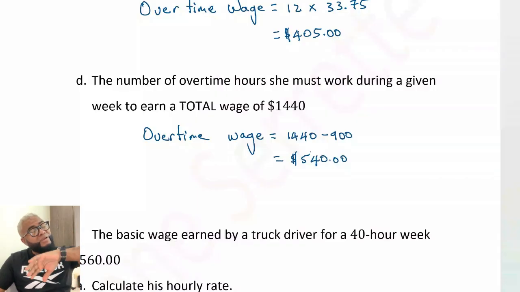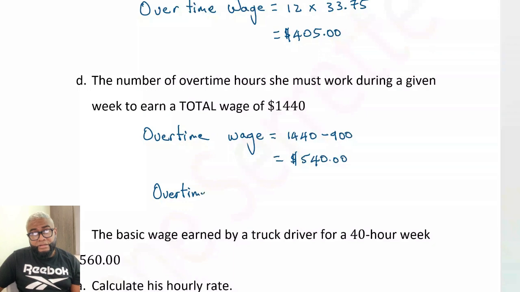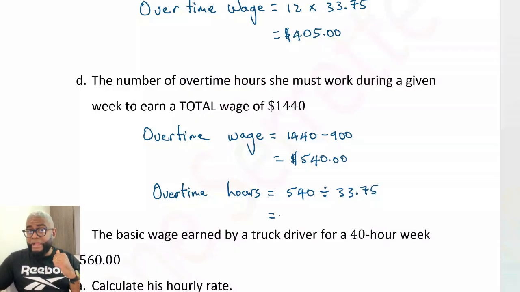33.75. So if I want to calculate back how many hours she did, what am I doing? Am I multiplying or dividing? Dividing. So this is my overtime hours. It will be the 540 divided by 33.75, because you want to work back the hours, right? That's how much I'm working for per hour. And how many hours of overtime did I make if I earned 1,450? 16 flat? Yeah. Proper thing.